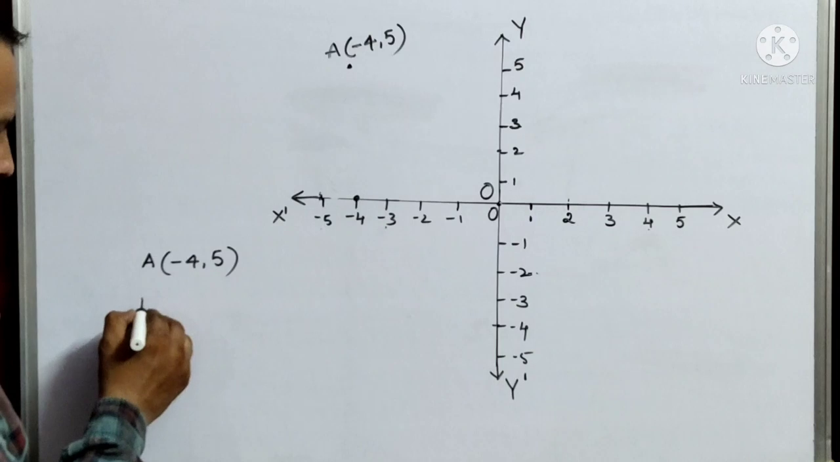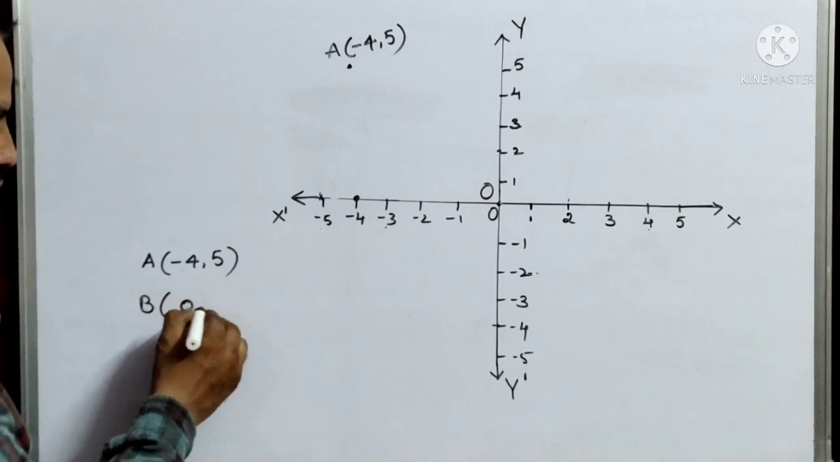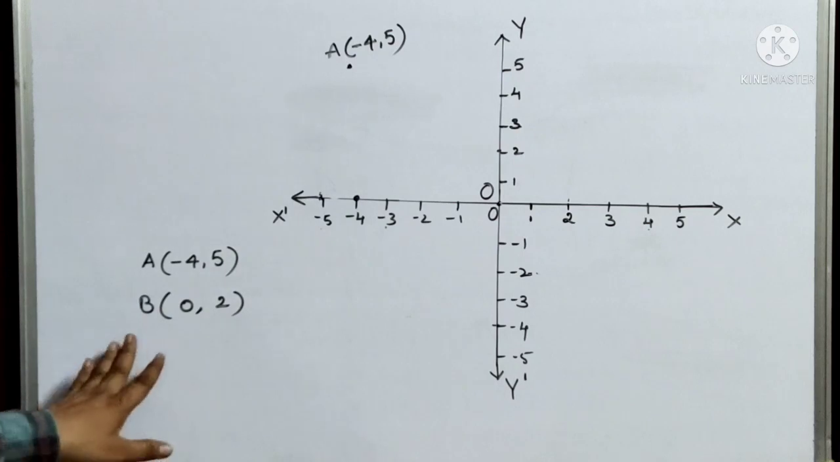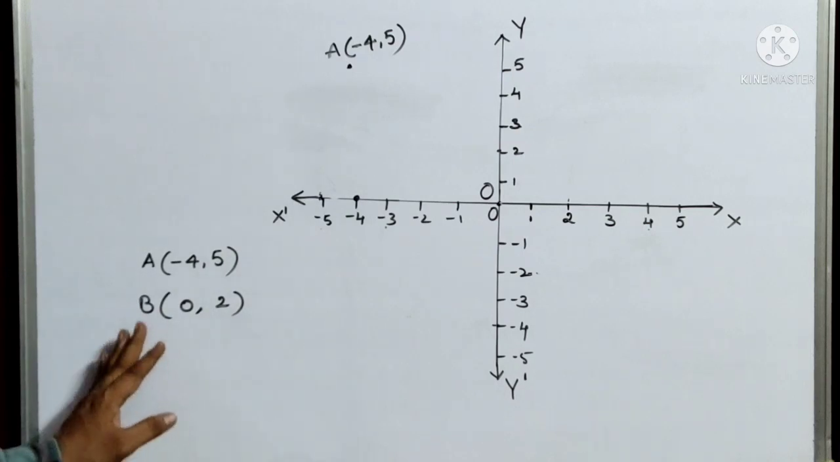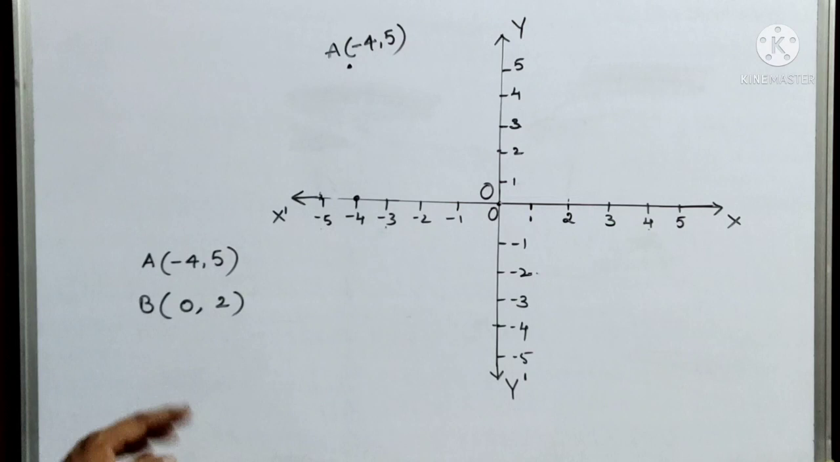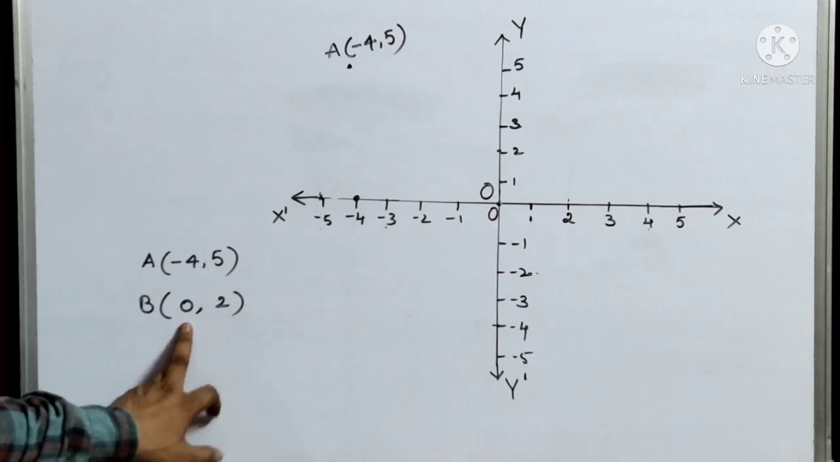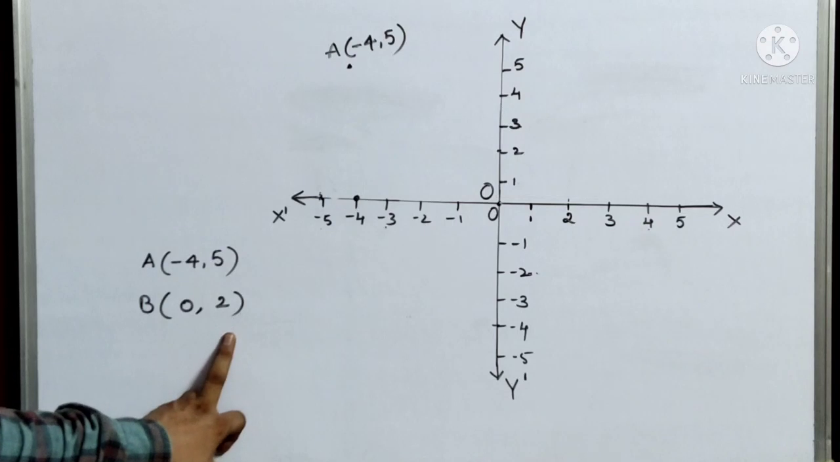Suppose the next question, B (0, 2). As I told you, if 0 comes, you should be a little bit alert. B (0, 2) means 0 is the x coordinate and 2 is the y coordinate.